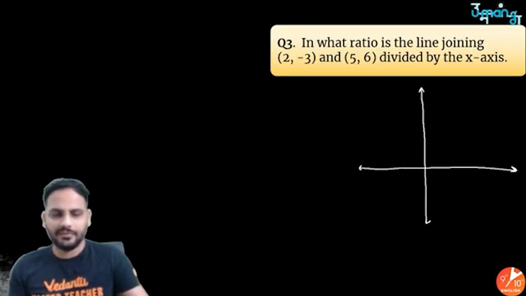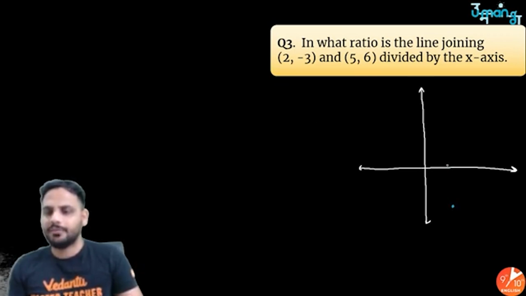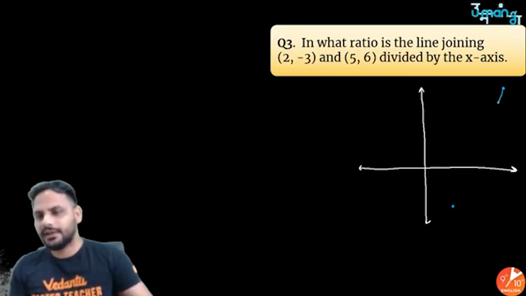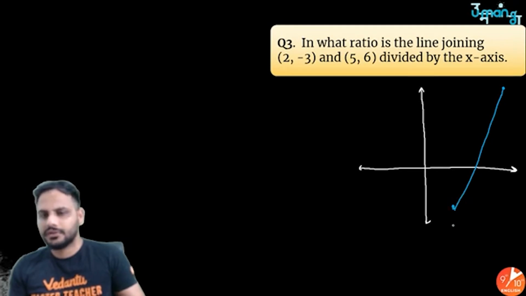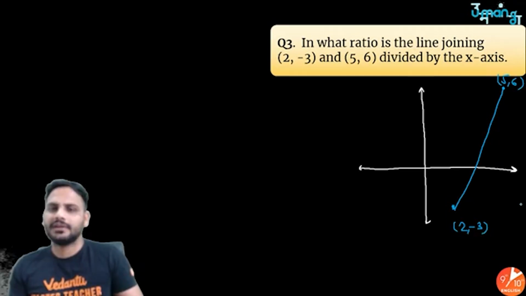So what they are saying, suppose you have a point (2, -3), which is somewhere over here. And then you have a point (5, 6), which will be somewhere over here. If I join these two points, this is (2, -3), this is (5, 6). You can clearly see this line is being intersected by the x-axis.